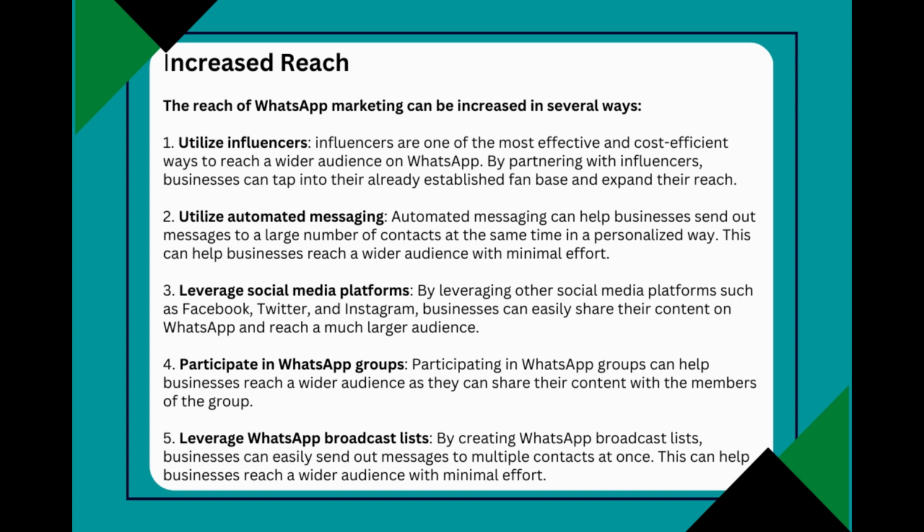3. Leverage social media platforms. By leveraging other social media platforms such as Facebook, Twitter, and Instagram, businesses can easily share their content on WhatsApp and reach a much larger audience. 4. Participate in WhatsApp groups. Participating in WhatsApp groups can help businesses reach a wider audience as they can share their content with the members of the group. 5. Leverage WhatsApp broadcast lists. By creating WhatsApp broadcast lists, businesses can easily send out messages to multiple contacts at once. This can help businesses reach a wider audience with minimal effort.